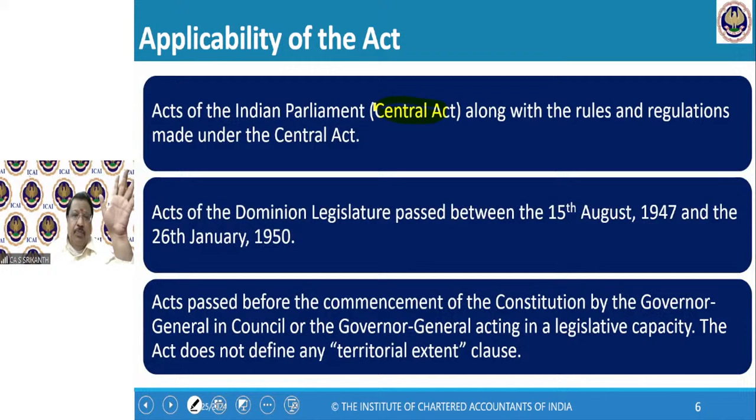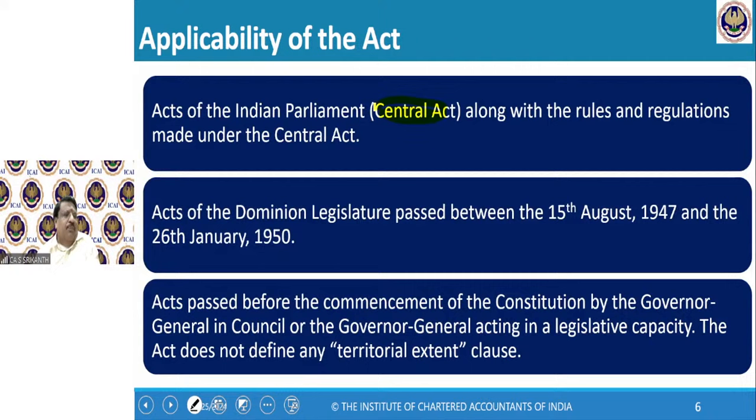Of course, this covers the period between 15th August and 26th January. I'm very sorry. We got our independence on 15th August 1947. We were an independent country, but our constitution had not come. So how to elect members to the parliament was not known. So till such time, a dominion legislature was there, which was holding forth.